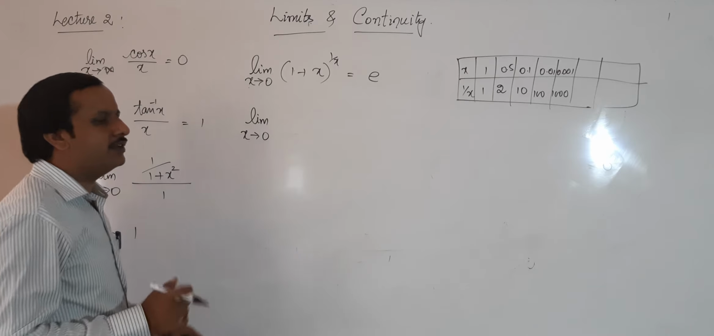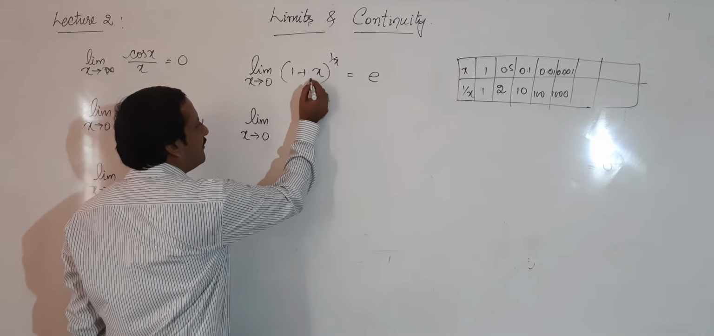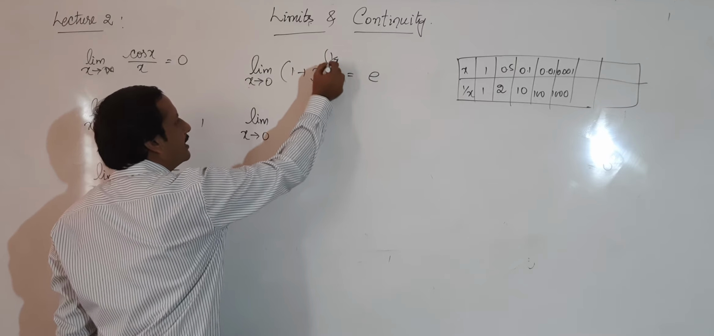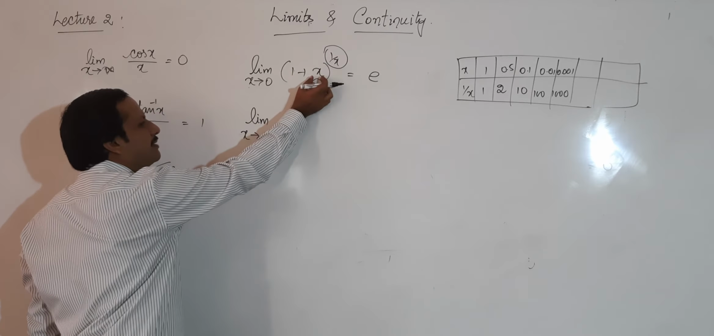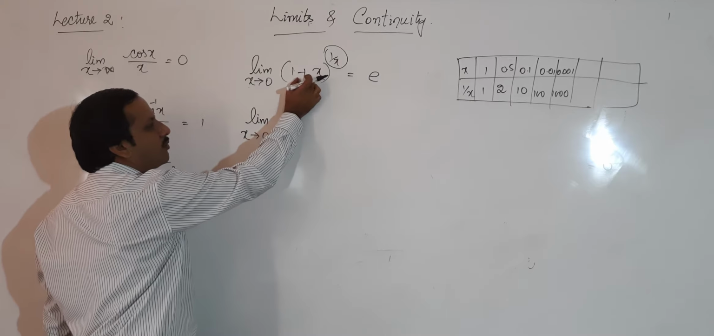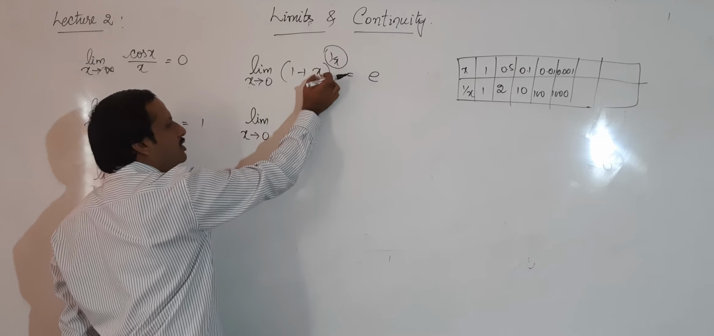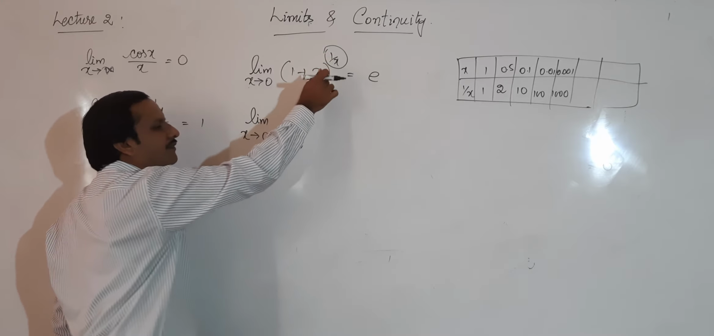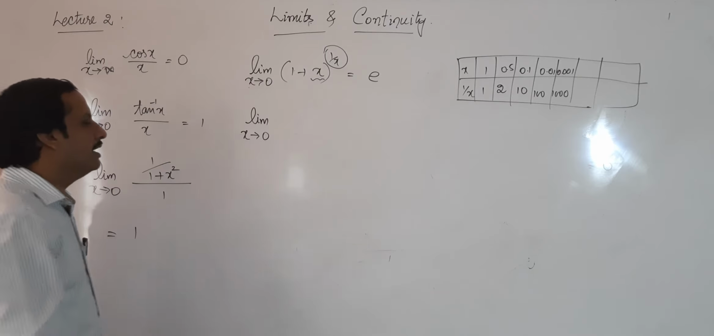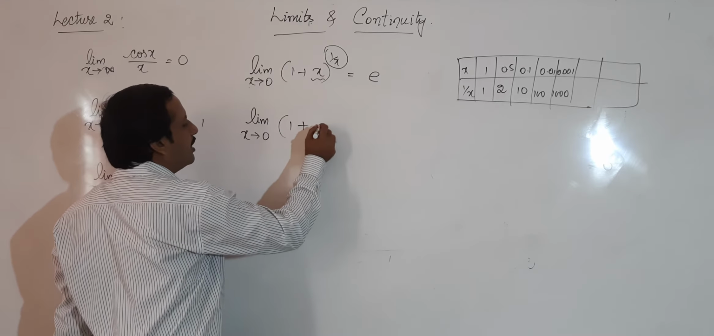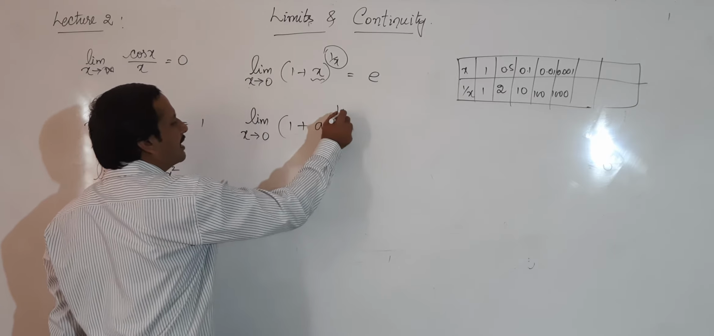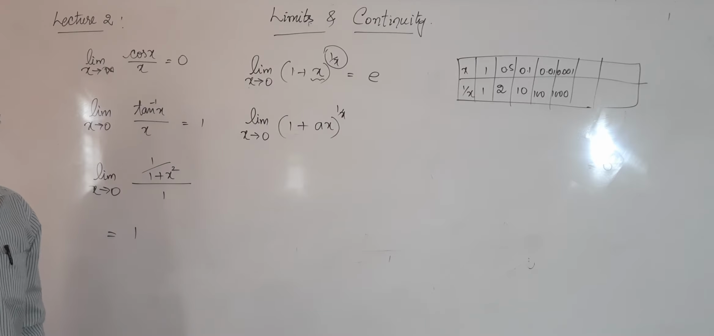See here, one thing you need to remember is that the power should be the reciprocal of whatever we have here. So 1 plus x you have here, the power should be the reciprocal of this. Then only you can write it as e. Now suppose you have a problem where you have 1 plus ax to the power 1 by x, then what is its value? Where a is any real number.